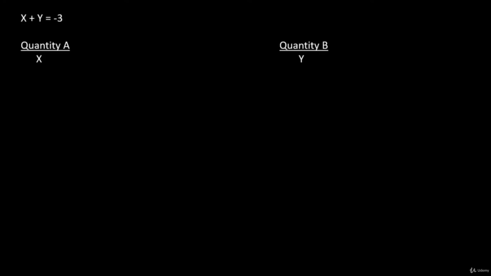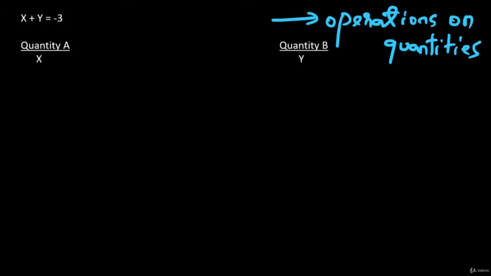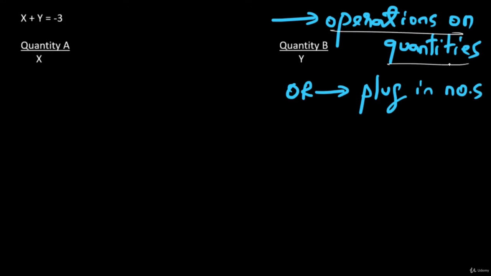Let's do this question. x plus y is equal to minus 3. Quantity A is x and quantity B is y. Pause the video, give it a try, and then let's do it together. Alright, we are back. I hope you have given it a try. Now to solve this type of questions, do operations on the quantities provided. Alright, you can also plug in numbers. You could use either method. Now let's try doing operations on the quantities.